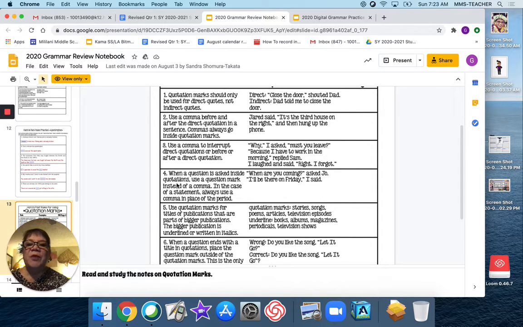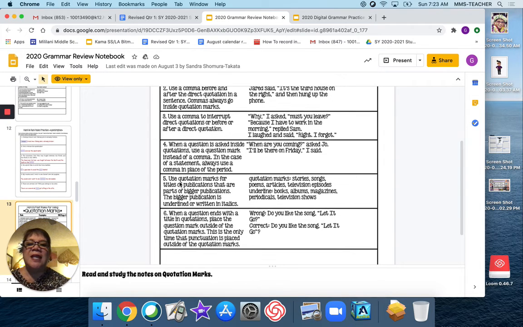Now, look at rule number 4. When a question is asked inside quotations, use a question mark instead of a comma. In the case of a statement, always use a comma in place of a period. So here are the examples. Quotation mark, when are you coming, question mark, quotation mark, asked Joe, period. Or, here's another example. Quotation mark, I'll be there on Friday, comma, quotation mark, I said, period.